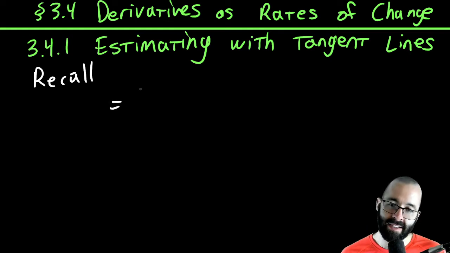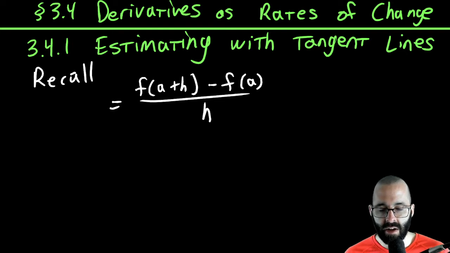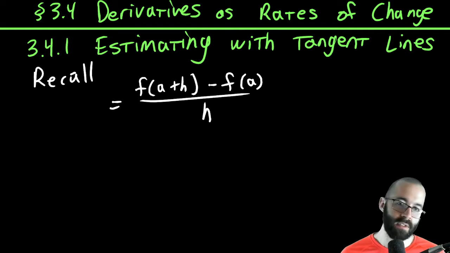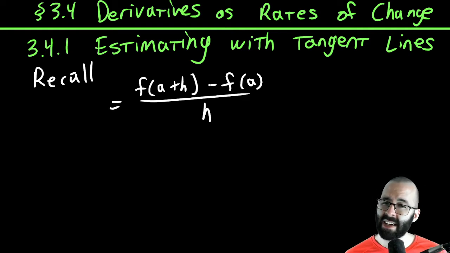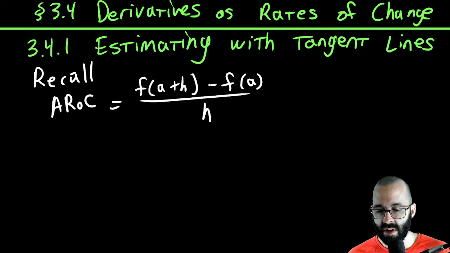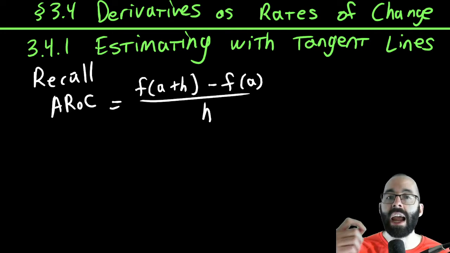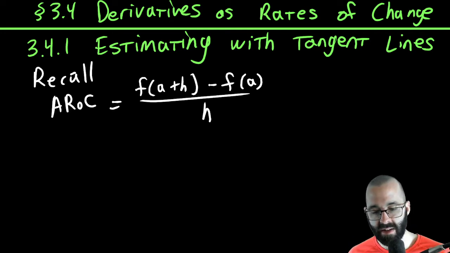I'm going to give you the right side of an equation, and hopefully you know what this represents. f(a + h) - f(a), all over h. This should speak out in your mind, or maybe it's in a slightly different format, as an average rate of change. It's the average rate of change of the function at a and h units after a.